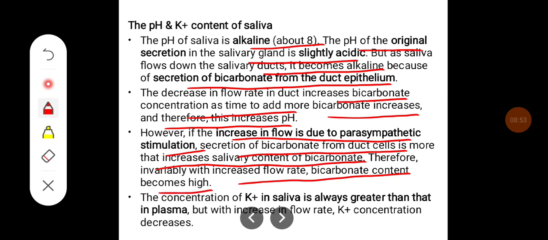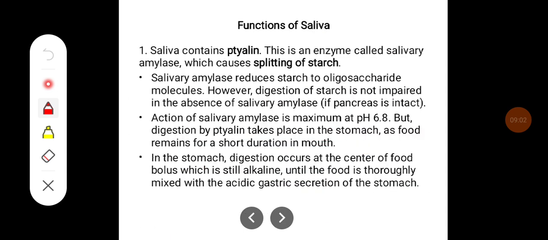The concentration of potassium in saliva is always greater than the plasma, but with increase in the flow rate, potassium concentration decreases.